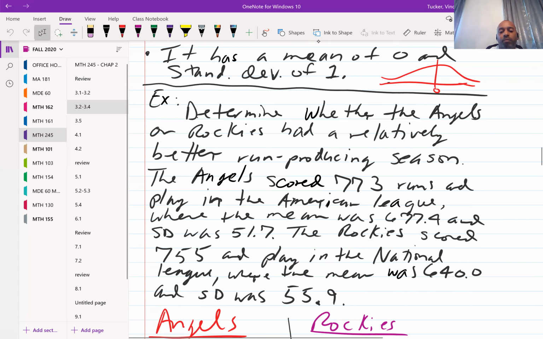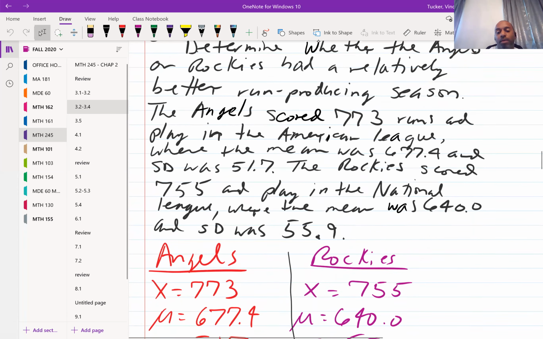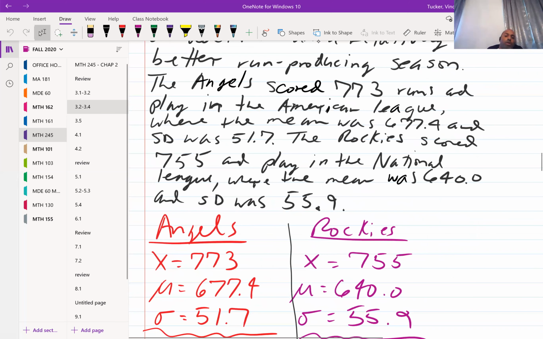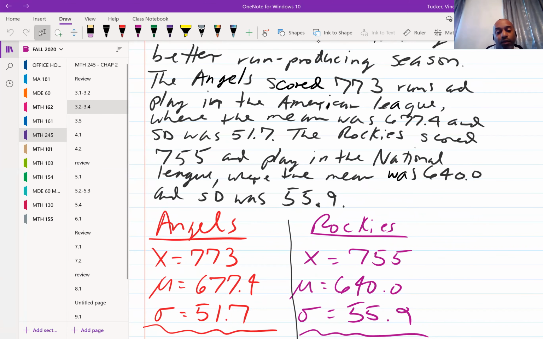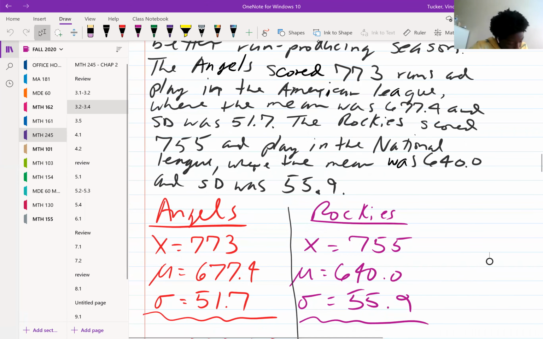So first of all, whenever I'm doing any word problem, I like to write down the givens. So here are our given pieces of information. Angels: run score, our data value, the data value in question or in comparison, 773, mean 677.4, standard deviation 51.7. Then the Rockies: 755, 640, 55.9.